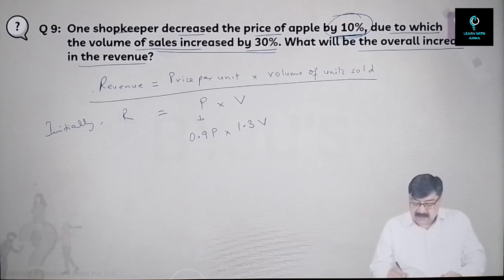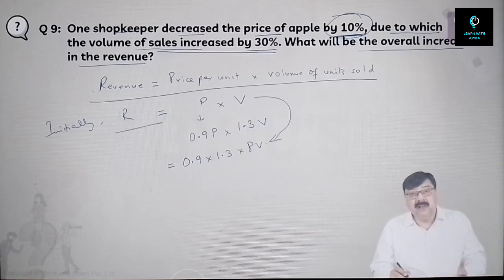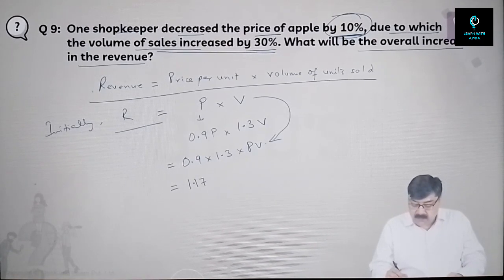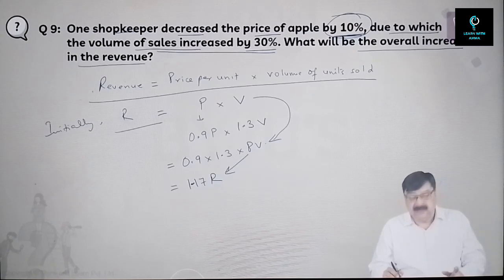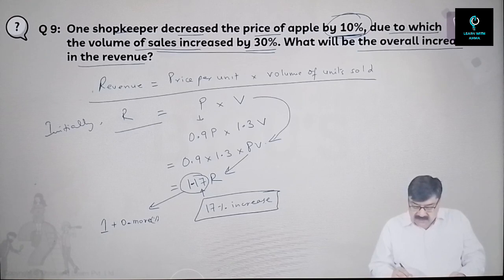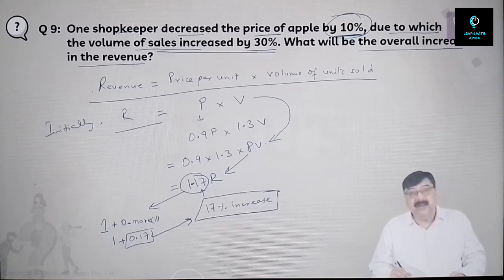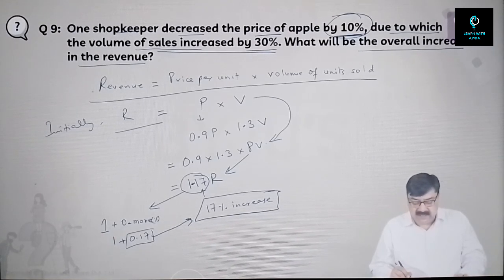Alright. So now this is nothing but 0.9 into 1.3 into PV. What is this PV? PV here is R. So 13 into 9 you know is 117. So this will become 1.17 times R. PV here is R. So the revenue has increased by 17%. Alright. So this is nothing but 1 plus 0.17. So this has to be 17% increase in the revenue.